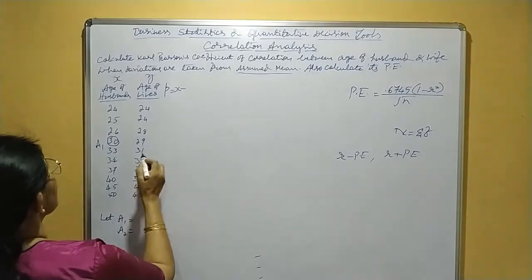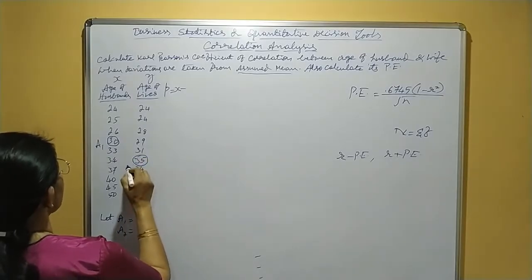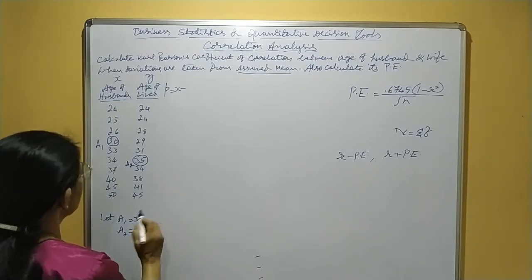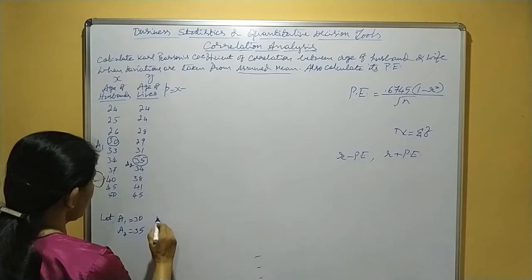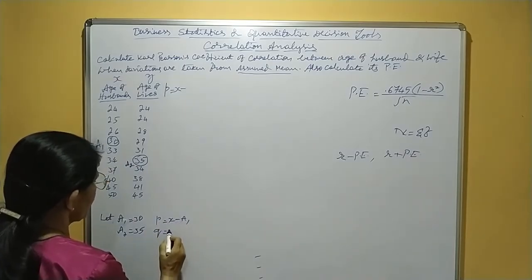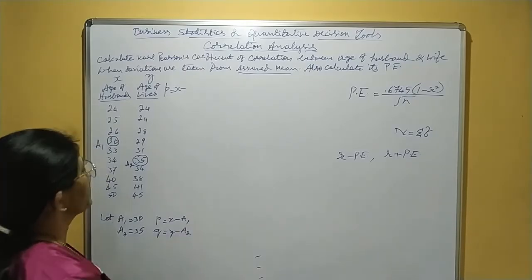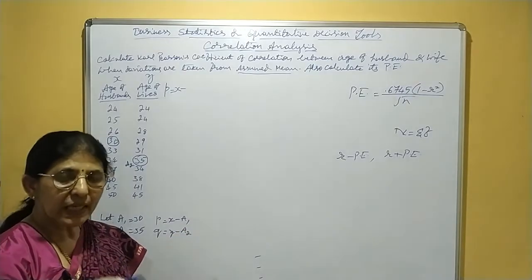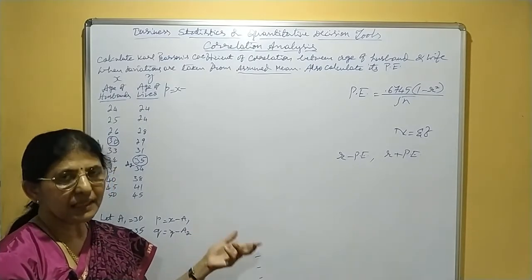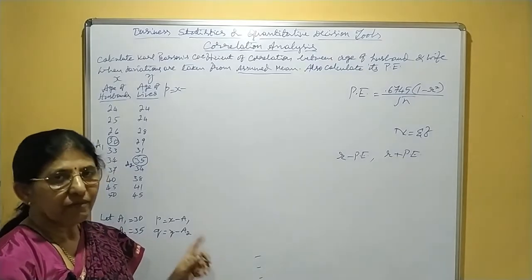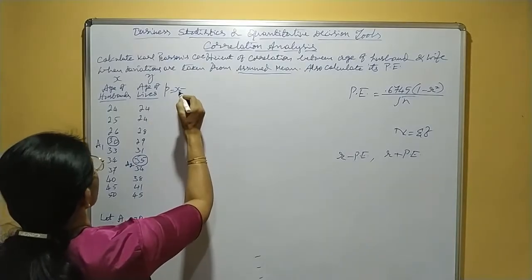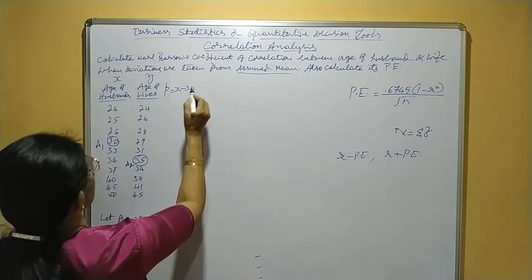Now in case of age of wives, you may take this one as a2. a1 is 30, a2 is 35. Now P equals x minus a1, Q equals y minus a2. First step, we have to calculate x bar and y bar, or select a1 and a2. Next, second step, we have to calculate P equals x minus a1, where a1 is 30.